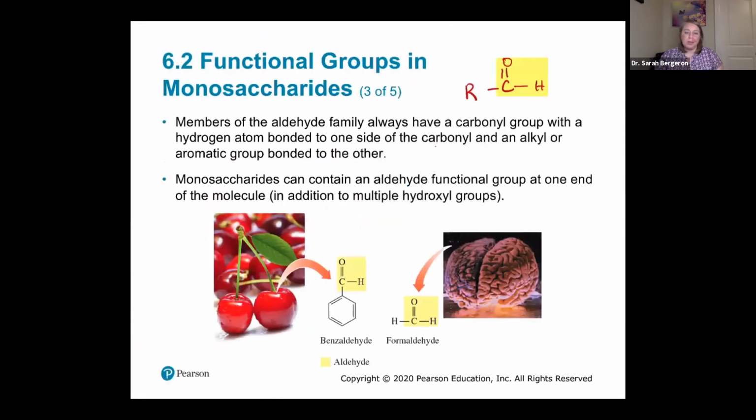All right, so there can be other functional groups inside of our monosaccharides. The aldehyde family is one that you're going to see in monosaccharides. So remember your aldehyde, that you have a carbonyl group. And what's a carbonyl group? That's an oxygen double bond to a carbon. That's your carbonyl group, right? That's the blue part right there. Then it has a hydrogen atom bonded to one side of the carbonyl, and then an alkyl or an aromatic group bonded to the other. So we're just going to label that as R.